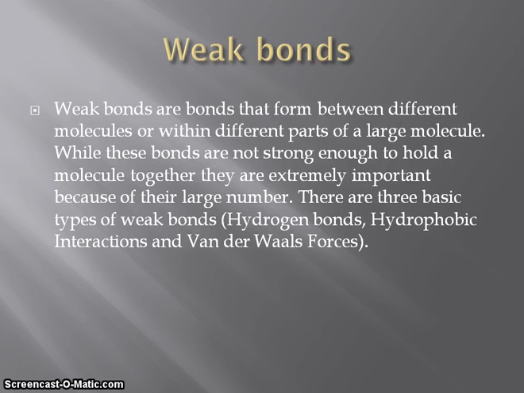You can also understand secondary bonds. Secondary bonds are bonds that form between different molecules or within different parts of a large molecule, while these bonds are not strong enough to hold a molecule together. They are extremely important because of their large number. There are three basic types of secondary bonds: hydrogen bonds, ionic interactions, and van der Waals forces.